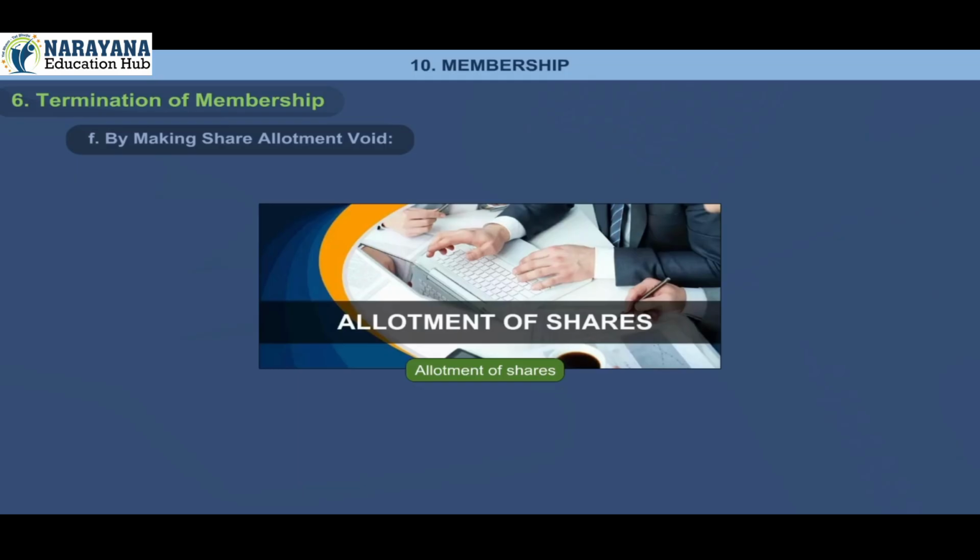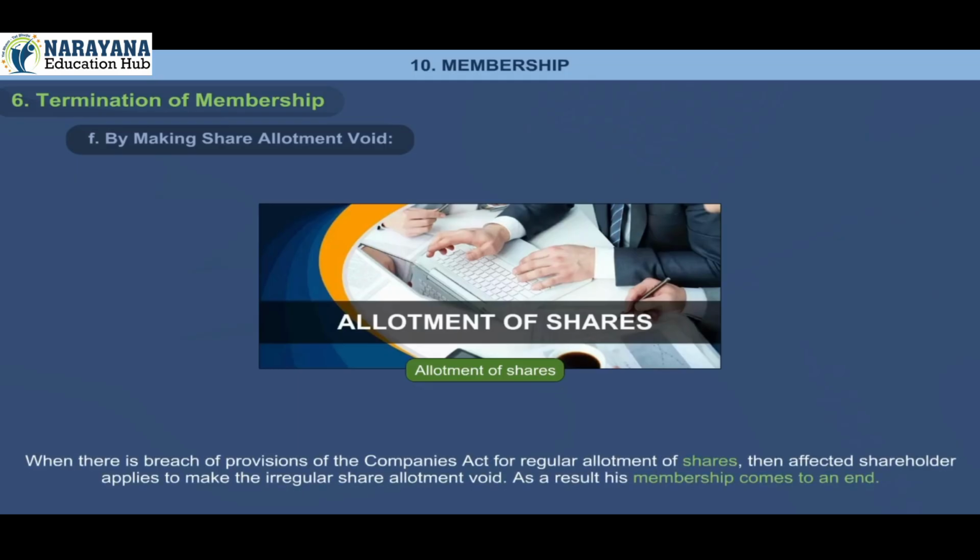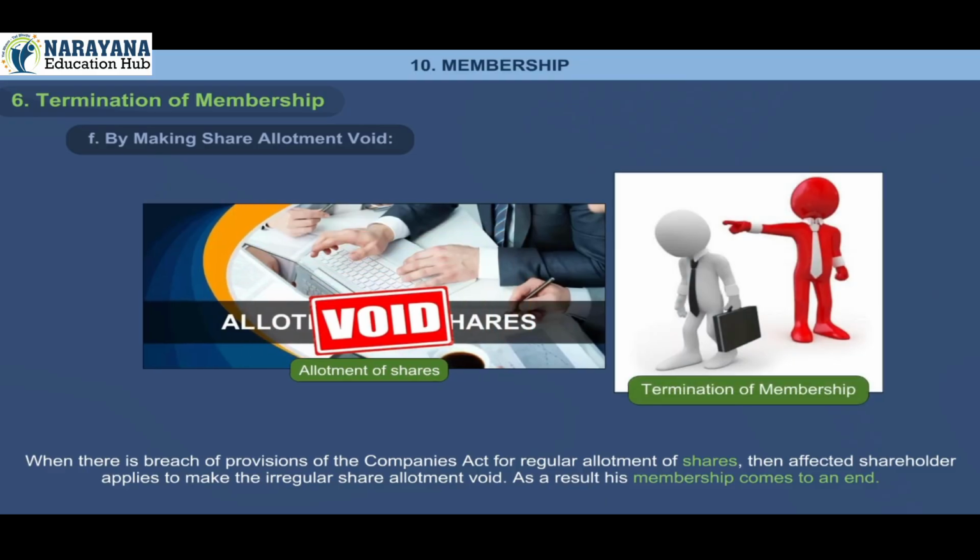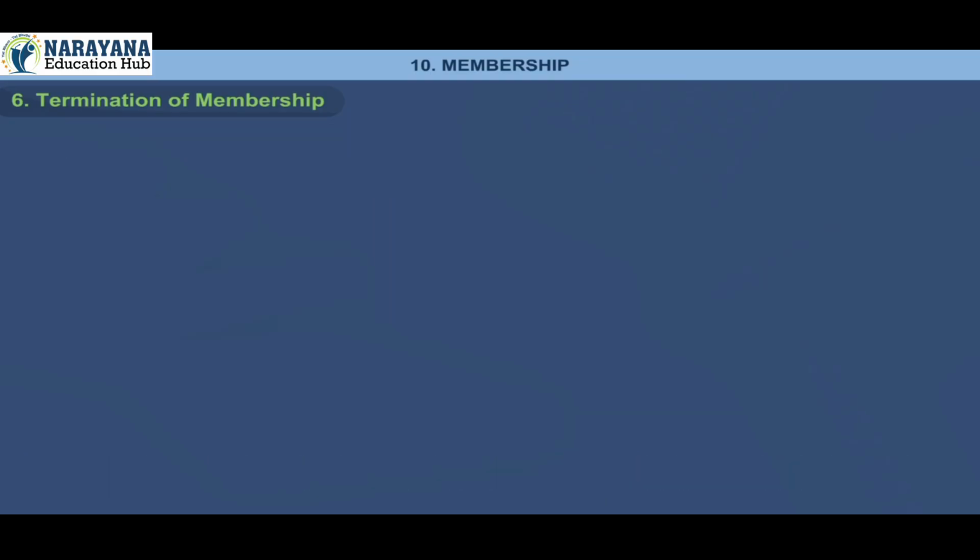F. By making share allotment void. When there is a breach of provisions of the Companies Act for regular allotment of shares, then the affected shareholder applies to make the irregular share allotment void. As a result, his membership comes to an end.